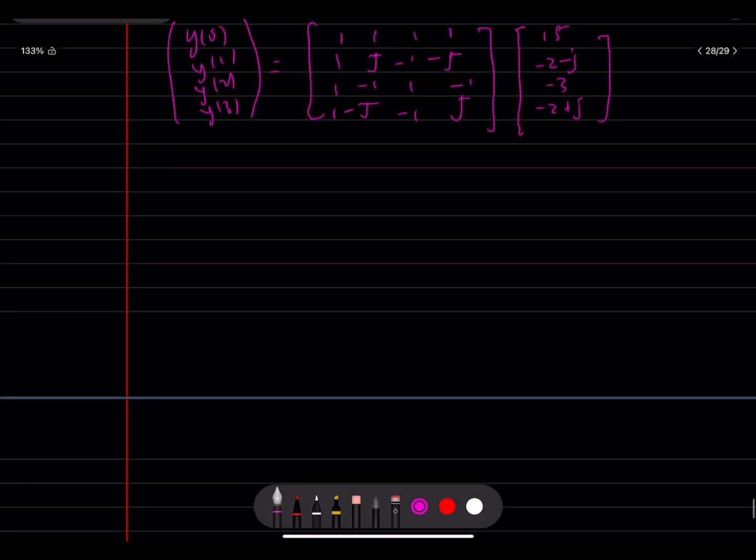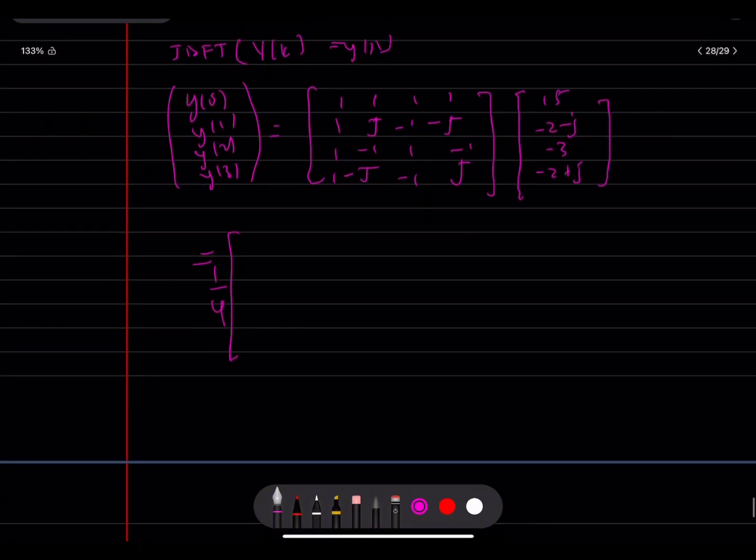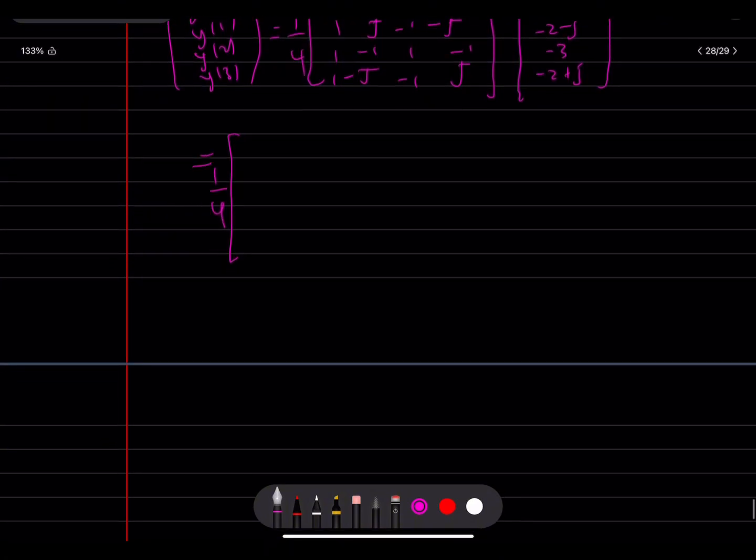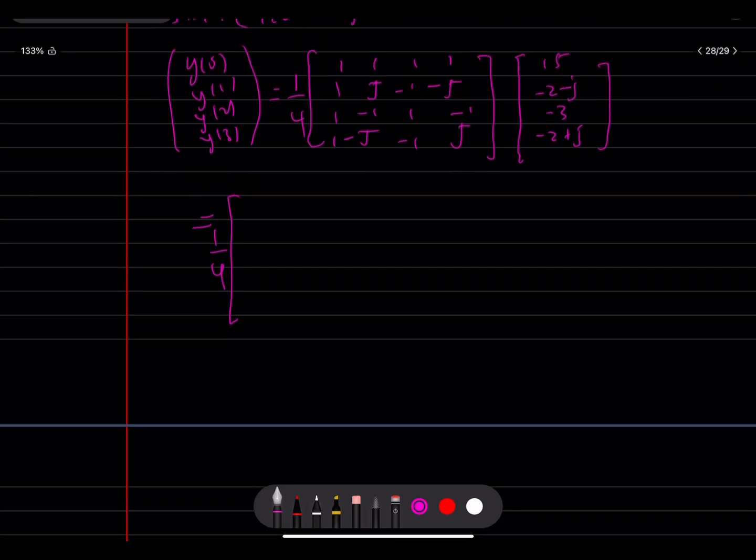And for that matter, if you use your calculator to punch it up, you are going to get something like 1 over 4. Remember, here is 1 over 4. I forgot 1 over 4. When you multiply all this through, you are going to get 15 minus 2 minus j minus 3 minus 2 plus j, and at the end of the day, we are going to get 8. It's 1 over 4 here.